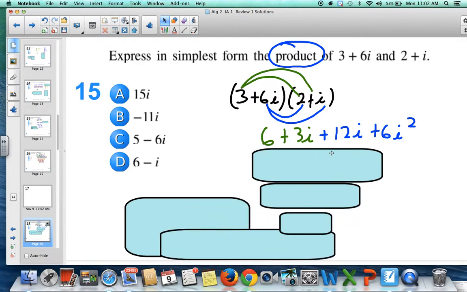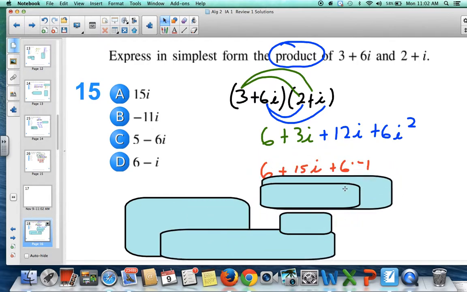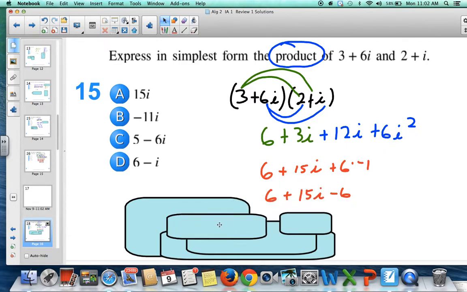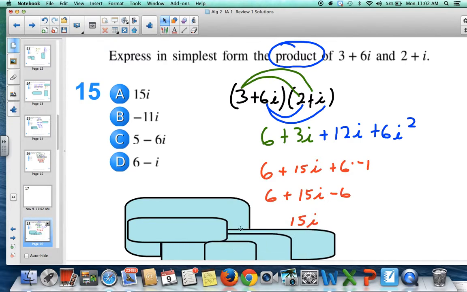So we're going to go through the same steps as the last one. So that's 6. We add together these two terms. 3 plus 12 is 15. And then I have 6 times negative 1 here. So 6 times negative 1 is negative 6, but 6 minus 6 cancel, so I'm just left with 15i as my final answer.